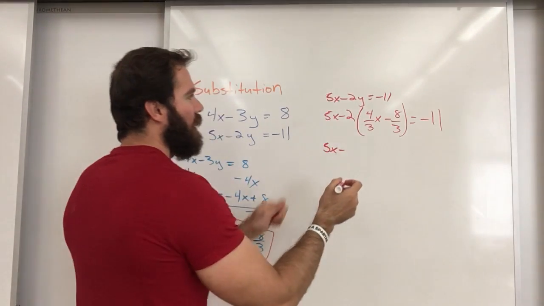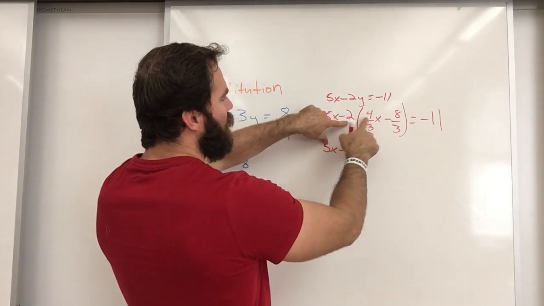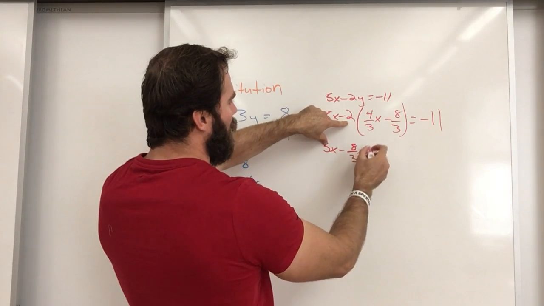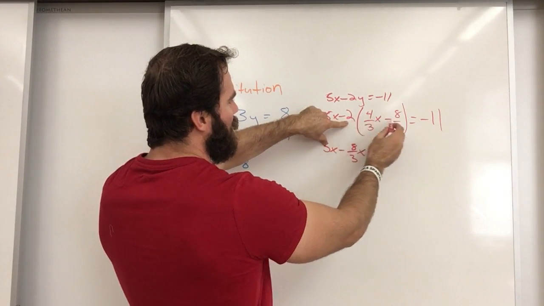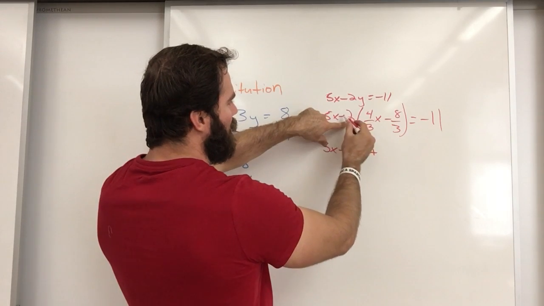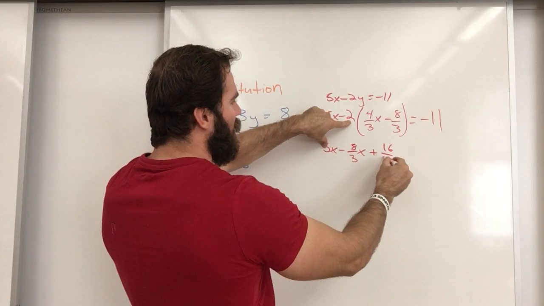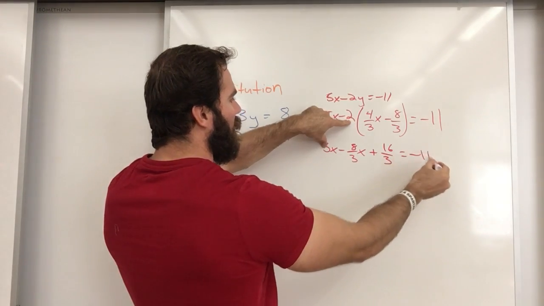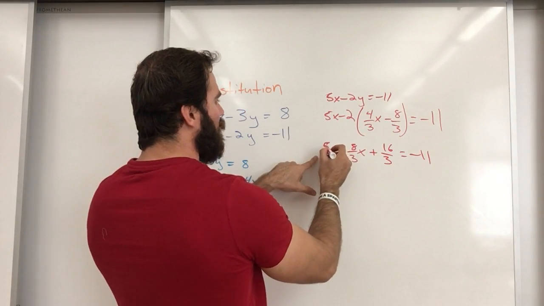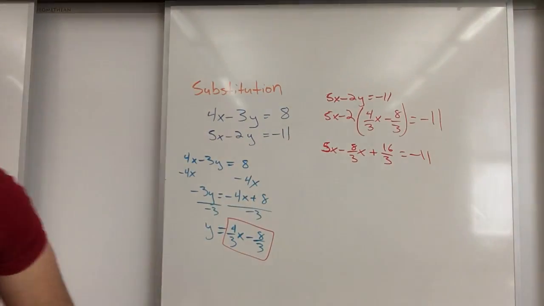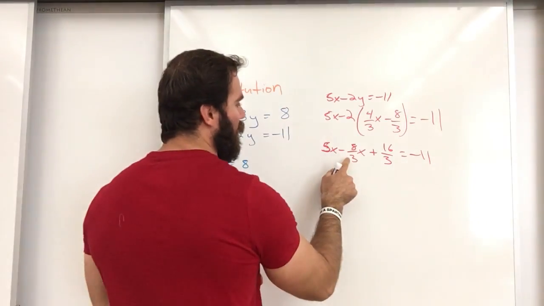5x minus, now we have a 2 times 4 over 3, which is going to be 8 over 3. And minus 2 times a negative, which is going to be positive, negative, negative 2 times 8 over 3 is 16 over 3. We need to combine like terms now, but I can't combine this yet until the 5 has a common denominator as the 8 over here.